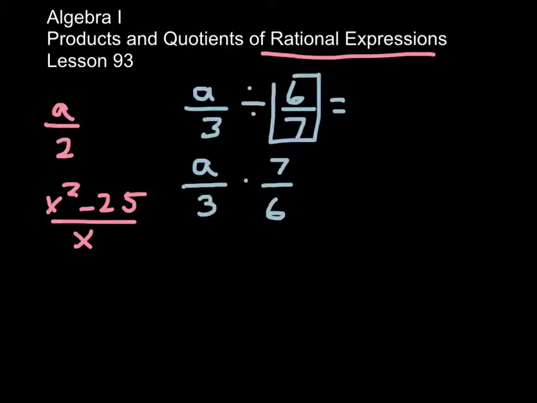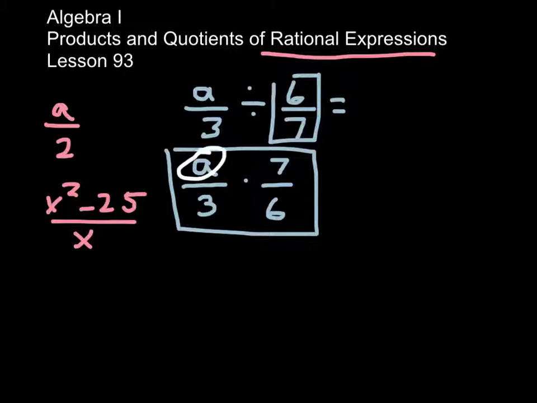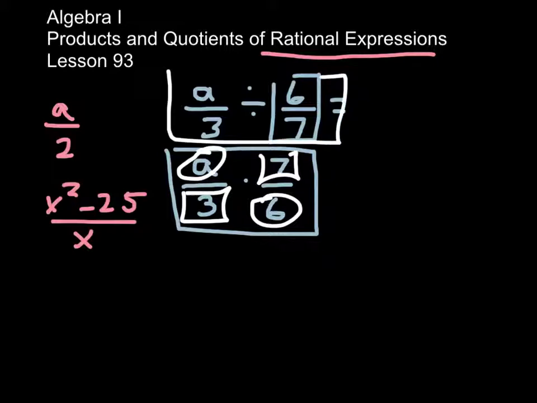Now another thing to keep in mind is that once we get it to a multiplication problem, then we can cross cancel if there is cross canceling available. Notice here that with the a and the 6, there's nothing to cross cancel, nor is there anything to cross cancel with the 3 and the 7. But only when you're multiplying can you cross cancel. Notice up in our original division problem, we cannot cross cancel because it's still division. We've got to change it to multiplication before we can cross cancel.